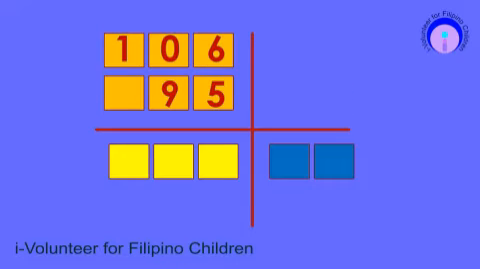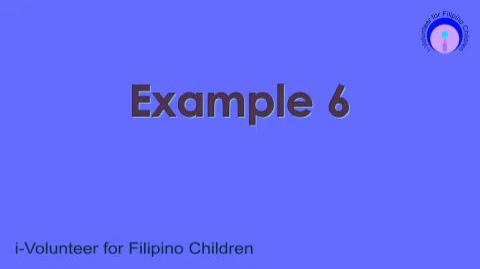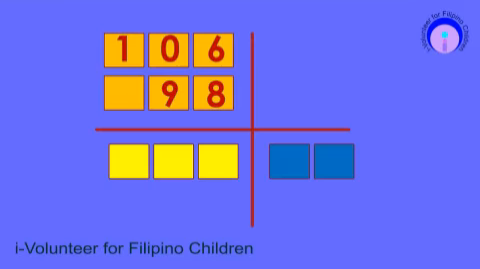106 times 95. Let's write positive 6 beside 106 and negative 5 beside 95. 95 plus 6 is equal to 101. 6 times 5 is 30, and the tens complement is 70. Therefore, the final answer is 10,070. Let's have another example.